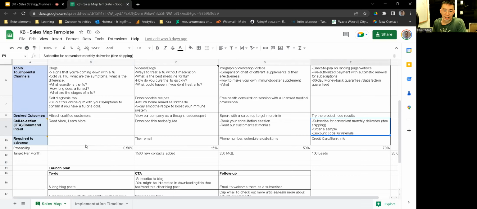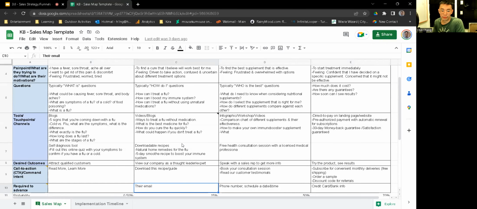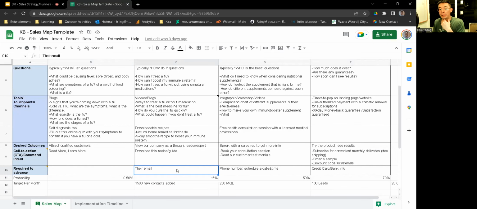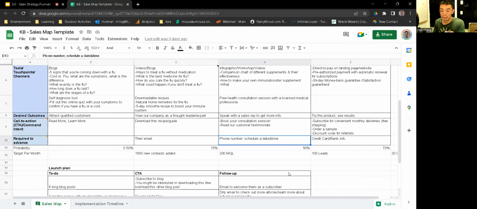And obviously, as you're collecting your information, you want to also know what you need from them in order to advance. So for example, if you want to send them more marketing information, you want to collect their email. So obviously ask for the email as they download the recipe, right? Maybe this self-diagnosis tool, if you don't need anything here, you don't need to ask for anything, right? If you want to book a time with them, you need to get their phone number, you need to get their schedule, a date and a time. If you want them to order a sample, maybe you take their mailing address, or if you want them to subscribe, then you're going to get their credit card or bank info.